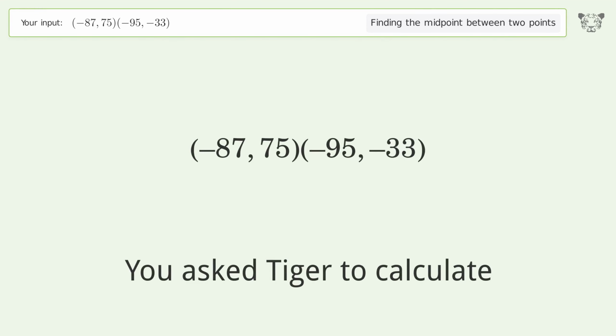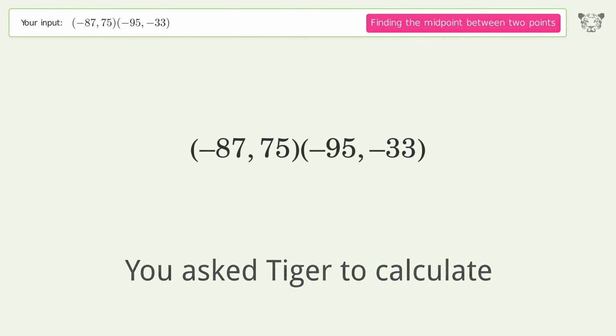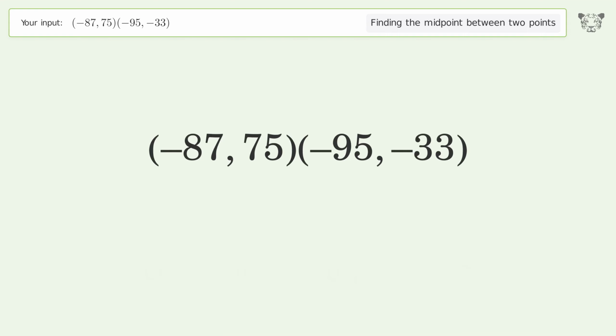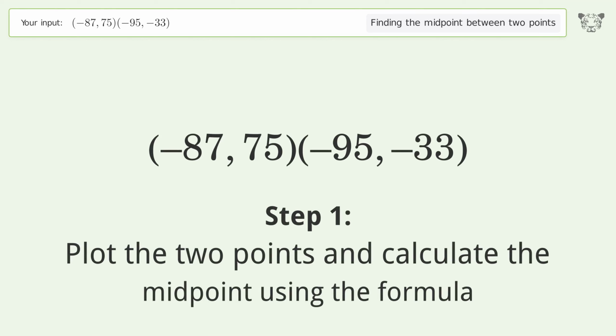You ask Tiger to calculate. This deals with finding the midpoint between 2 points. The midpoint between the 2 points is -91,21. Let's solve it step by step. Plot the 2 points and calculate the midpoint using the formula.